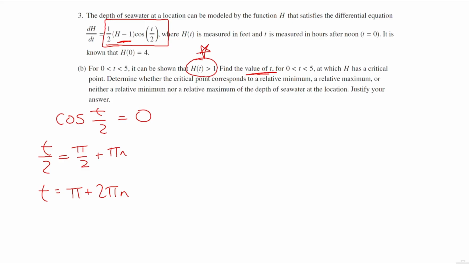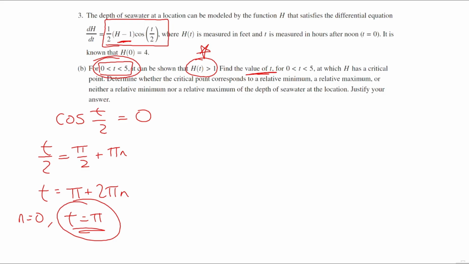And so then we'll want to note that we're looking at the interval for t from 0 to 5. Well, the only option here is when n is 0, we're going to get t is equal to pi. And that's going to be our critical value. Right? If I tried to do n equals 1, we'd already be at 3 pi, which is way outside this interval. And if we did negative 1 for n, we'd have pi minus 2 pi. That'd be negative pi, and that's outside of the interval from 0 to 5 also. So we've found our critical point.